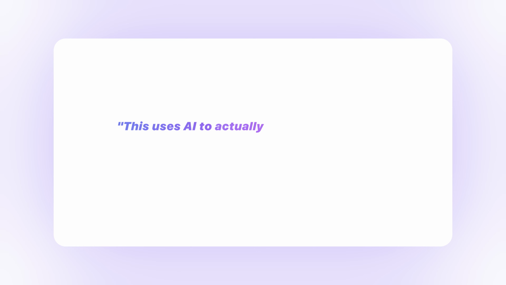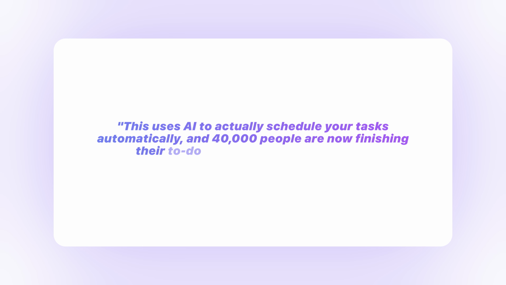1 sentence, 3 elements. Or your unique mechanism statement includes social proof. This uses AI to actually schedule your task automatically, and 40,000 people are now finishing their to-do list for the first time ever. When you start combining elements like this, your videos become exponentially more effective. But you have to master each element individually first. Otherwise, you're just throwing things on the wall.